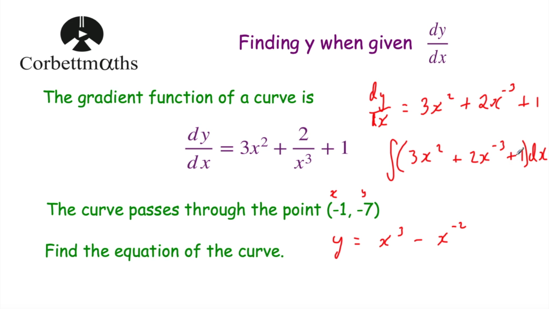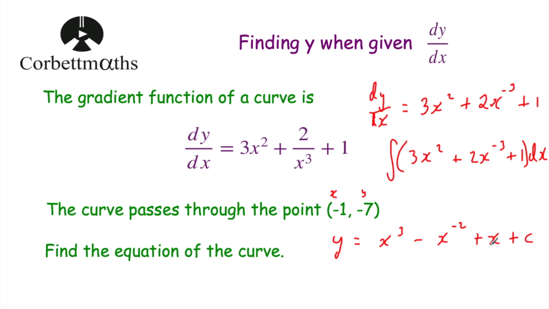And then we've got 1. If you integrate 1, you're going to get 1x, or just x. And then finally, we've got our plus c on the end. So that's fantastic. We've integrated this and we'll find out that y is equal to x cubed minus x to the power of -2 plus x plus c.